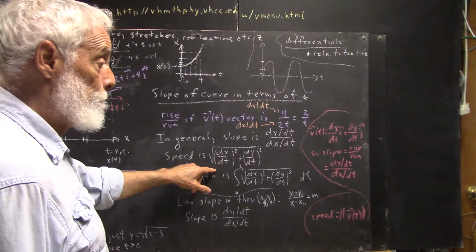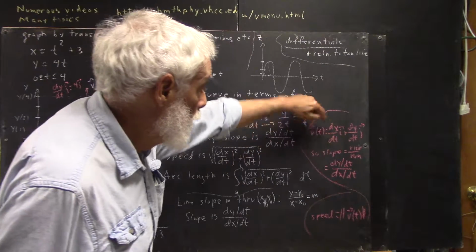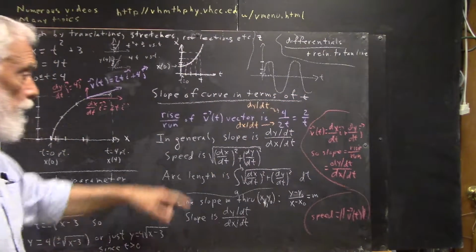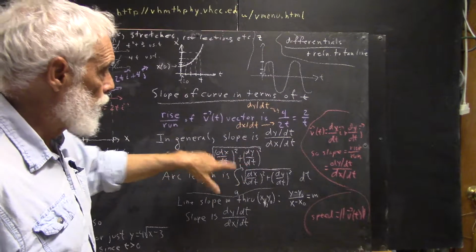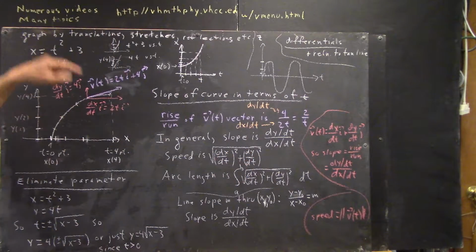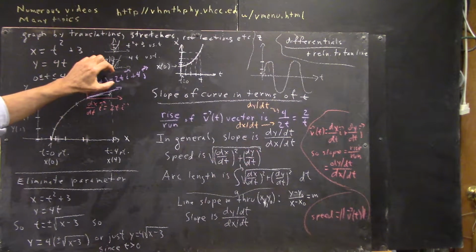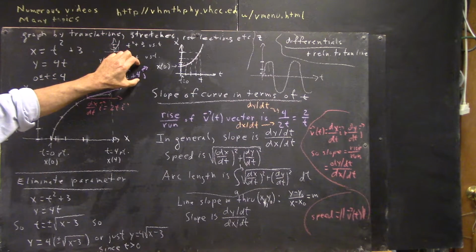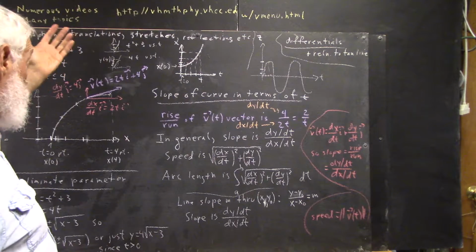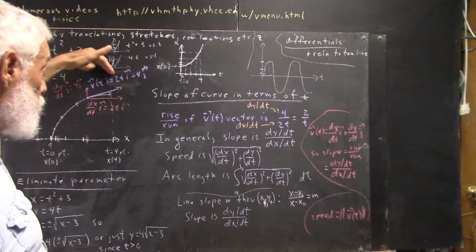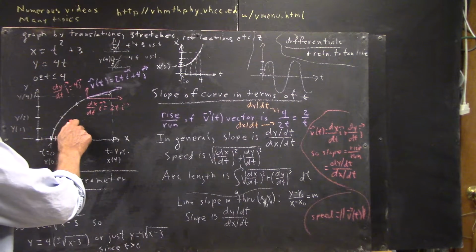Here's your speed, because the magnitude of this v of t vector is just the square root of dx/dt squared plus dy/dt squared. Now this is for any vector. For this specific vector, of course, dx/dt is 2t, dy/dt is 4, so that your speed would be what? Square root of this squared plus this squared.